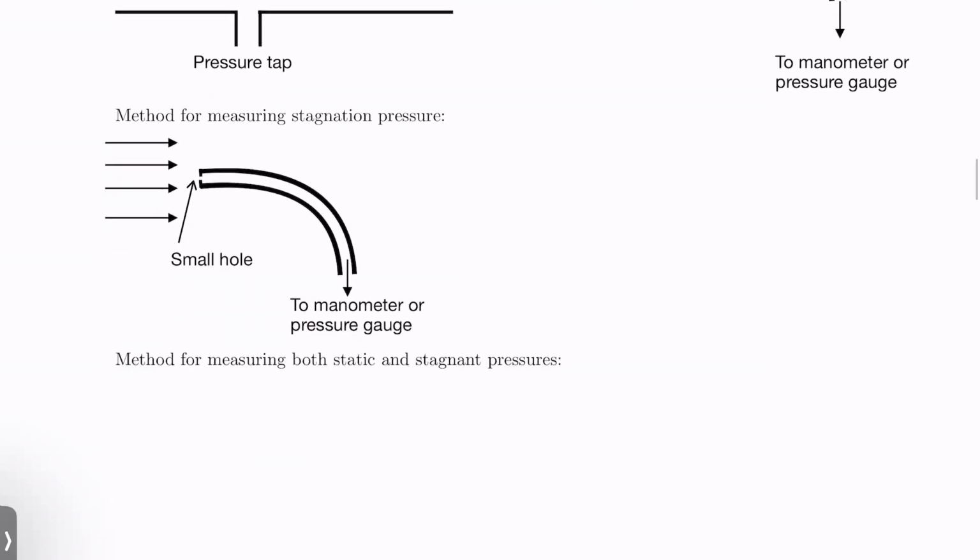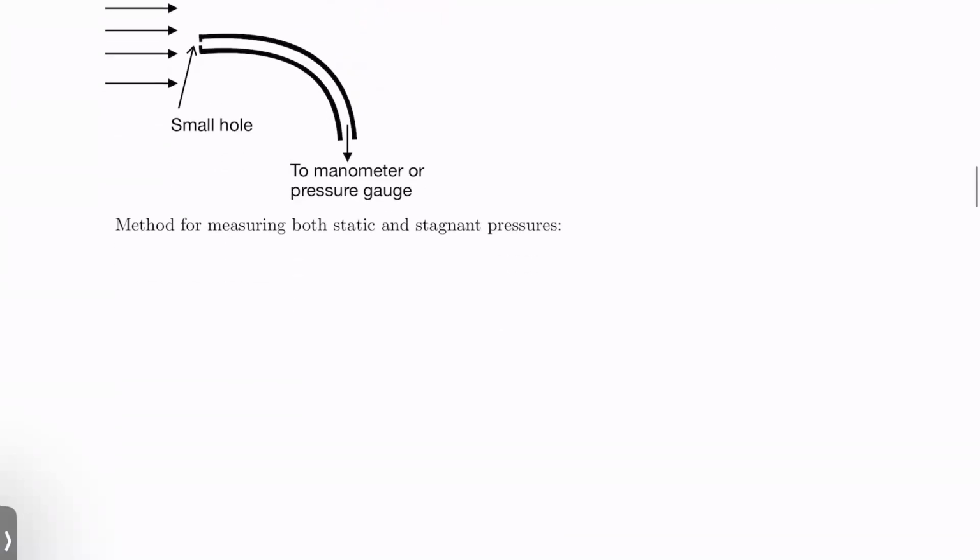If we want to measure stagnation pressure, what we might do is we again have that small tube, but now we have a very small hole on the nose of it, where the fluid is hitting it. And then that tube will lead to a manometer or a pressure gauge. All right. And so this is going to give us stagnation pressure. If we want to measure both the static and the stagnation pressures, which will give us a measure of velocity of the flow, we can do two different things.